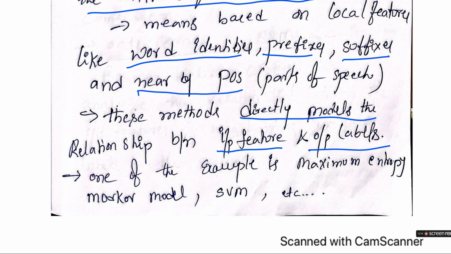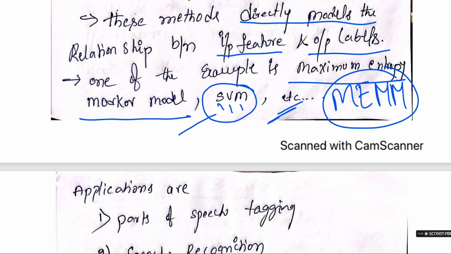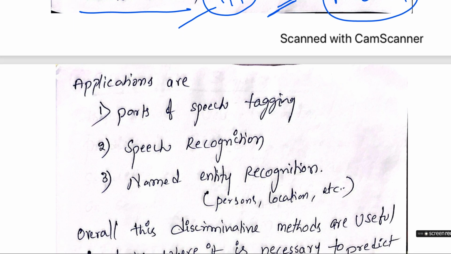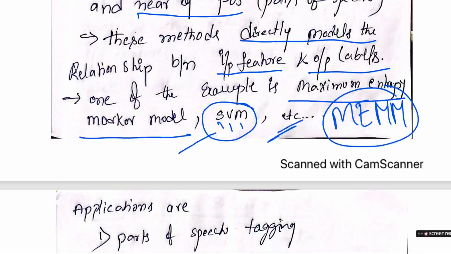An example of a discriminative sequence model is the maximum entropy Markov model, that is MEMM, which is a statistical model. Coming to machine learning, an example algorithm is support vector machine, and so on. We can use so many things, but here I have given only two examples: maximum entropy Markov model and support vector machine. The applications are part of speech tagging, speech recognition, and named entity recognition. These are the applications for the discriminative local classification method.